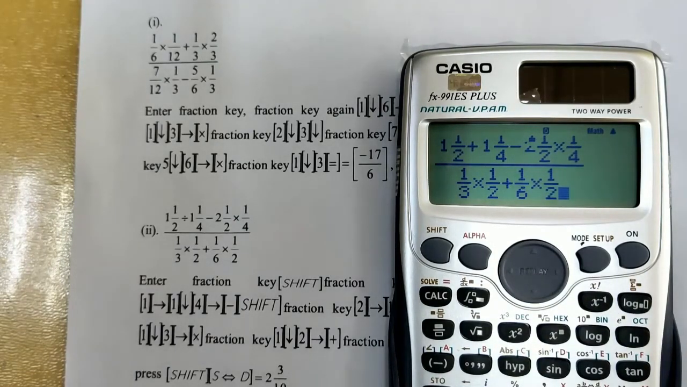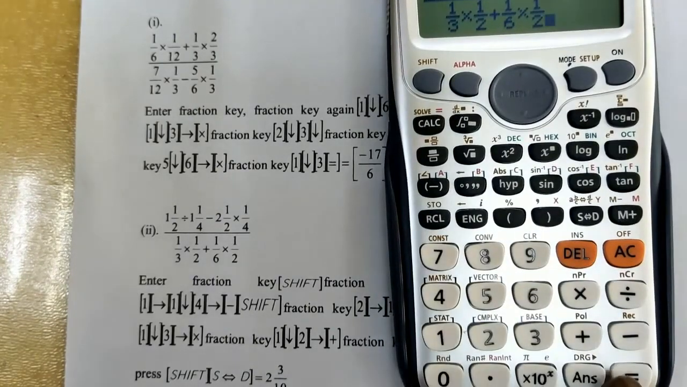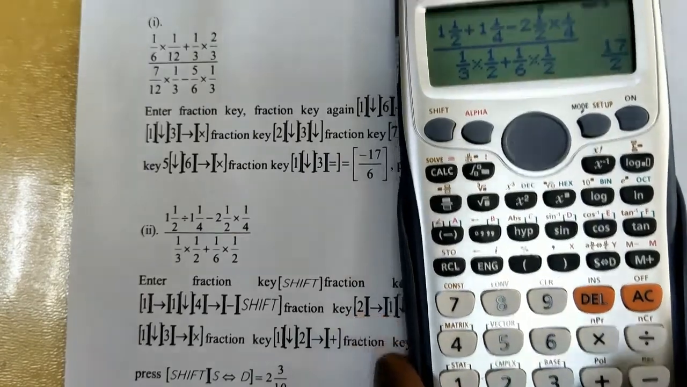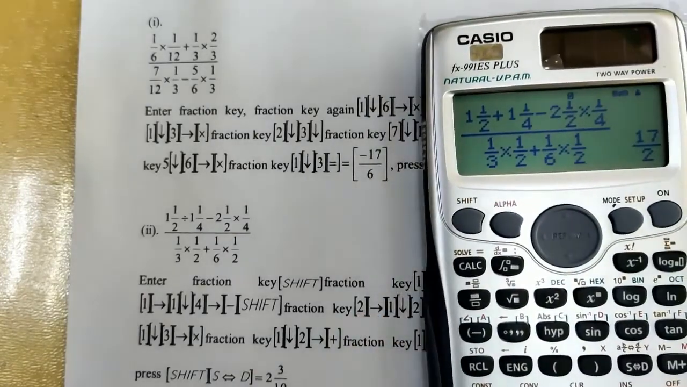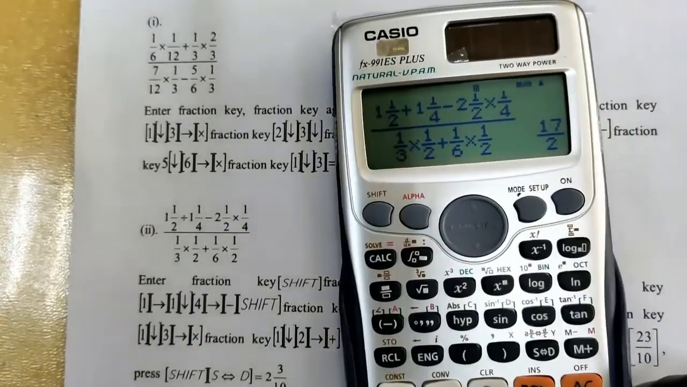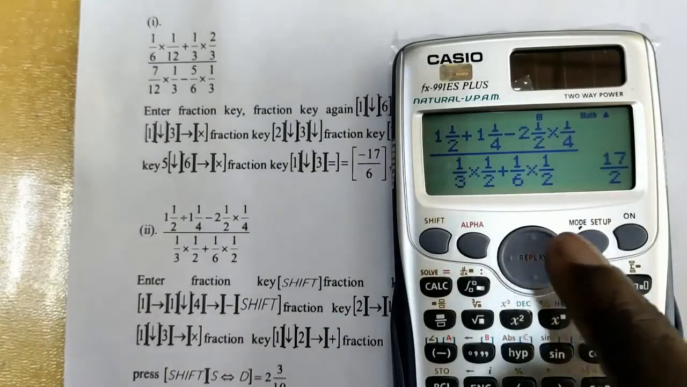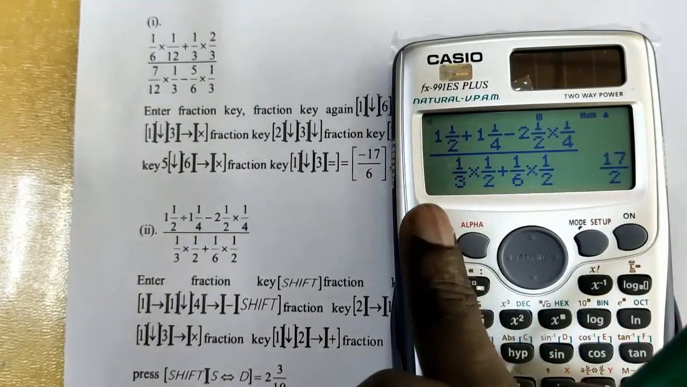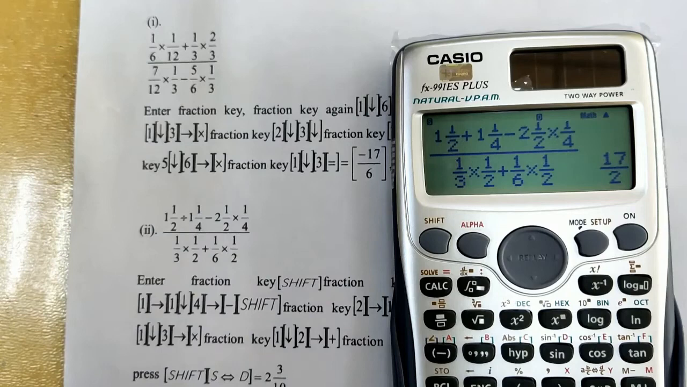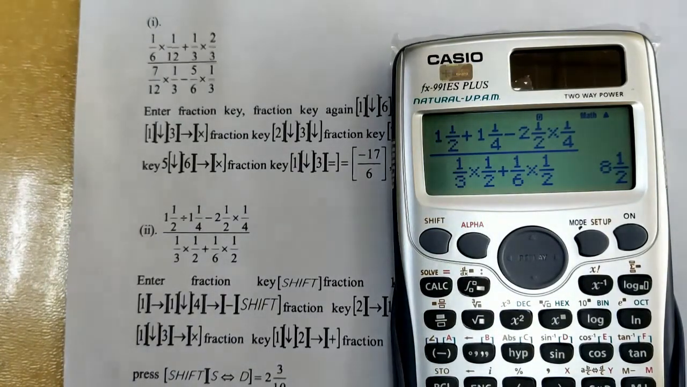Now you are done with it. So what you have to do is to go to the equal sign. When you press equal, it gives you 17 over 2. And so for the 17 over 2, we go to shift, and we go to the converting key to convert it to 8 whole number 1 over 2, which is the final answer for this.